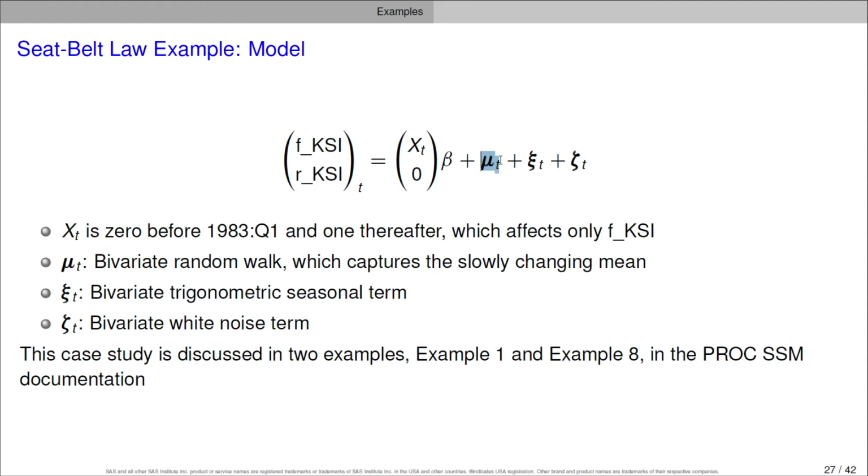Then there is a bivariate random walk trend, because we saw the trend didn't have an obvious upward or downward direction. So a random walk is a reasonable trend model. And also, since I mentioned that these two series appear to move together, we are going to put a restriction on the disturbance covariance of this random walk. We'll see that in the model specification later. The third term is the trigonometric seasonal term for quarterly seasonality. And the last one is a bivariate white noise. Okay, so let's see how to specify this in the SSM procedure.